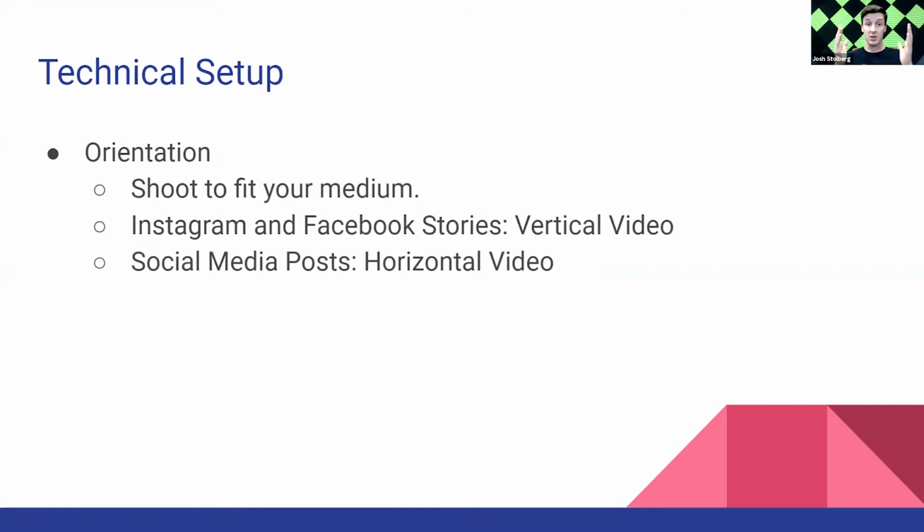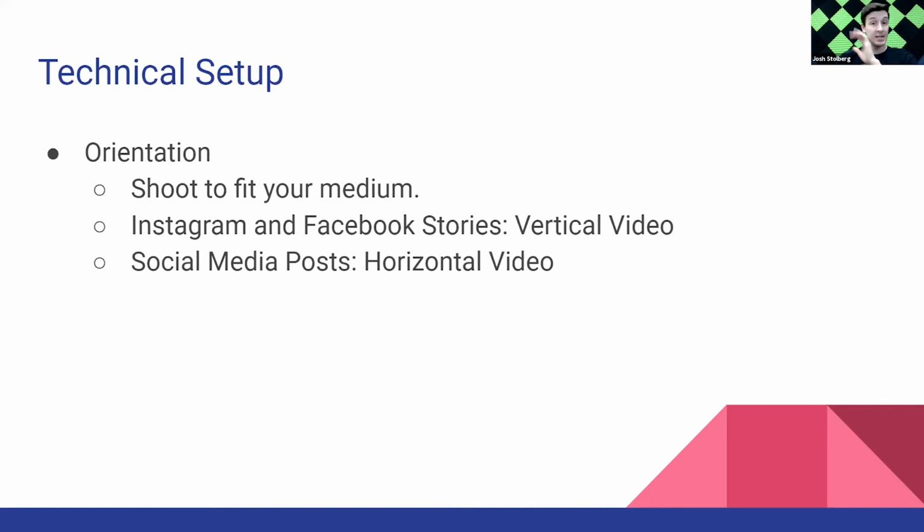Then orientation. Shoot to fit your medium. Blake definitely touched on this in his presentation. It is so important. You don't want to be holding your phone vertically like this and have a horizontal video playing in the middle of your phone, because it's not utilizing the whole screen, right? For vertical video, you want to have vertical video in your Instagram Live, your Instagram stories, TikTok, things like that. But horizontal video is great for just other social media posts.